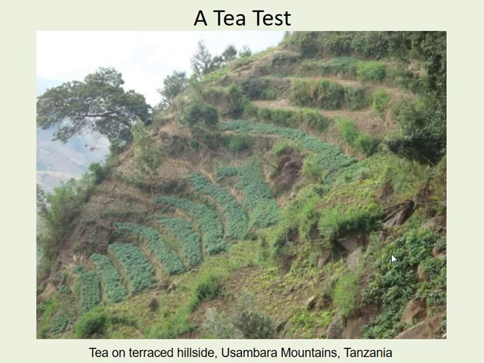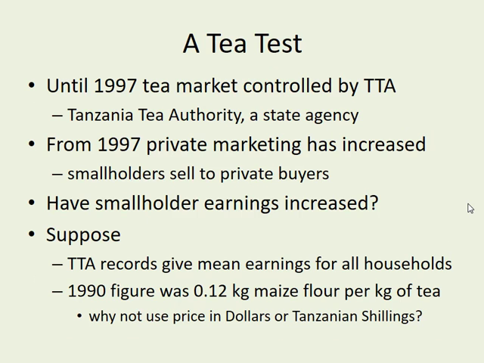Now, until 1997, the whole of the tea market in Tanzania was controlled by the Tanzanian Tea Authority, a state agency, so a government-controlled purchasing body. But then with liberalisation, the Washington Consensus, in the mid and late 90s, everything was privatised, so that included the tea market. So from 1997, private marketing was brought in, and smallholders sold to private buyers. So instead of selling everything to the Tanzania Tea Authority, they could sell to anybody they liked.